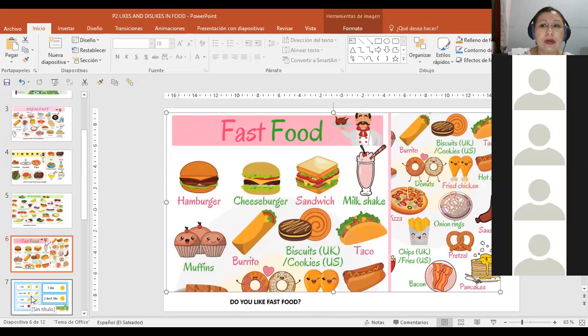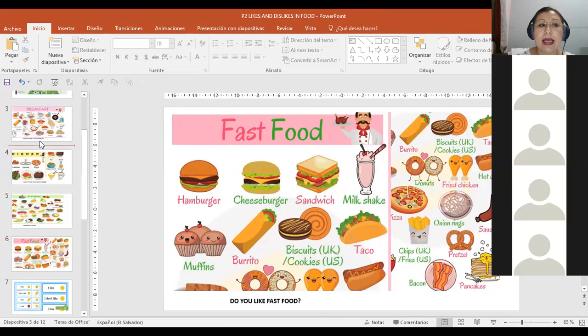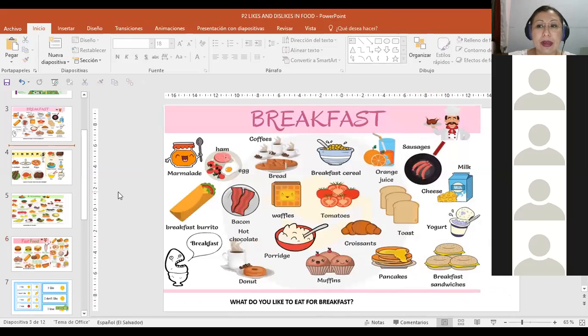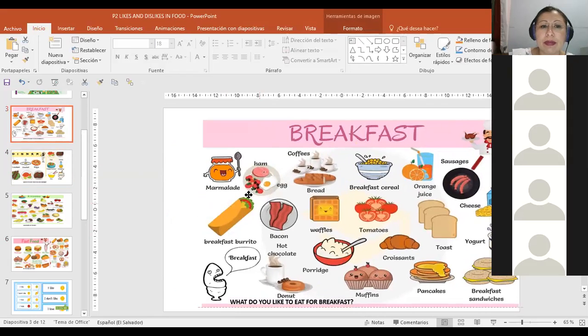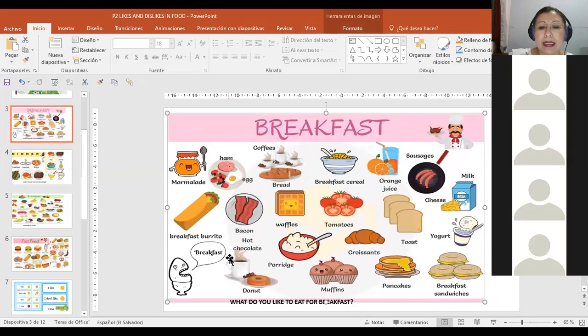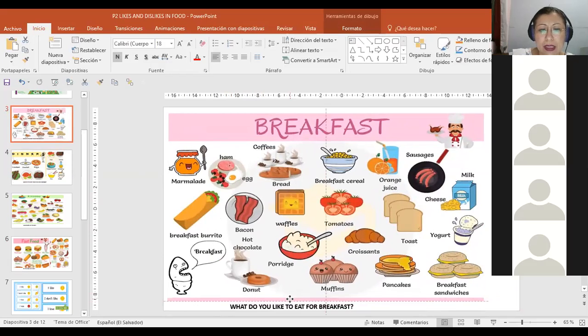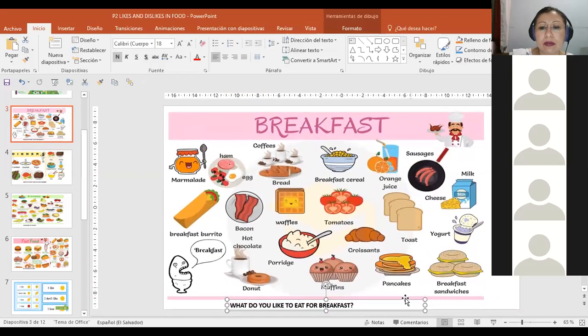We are going to go to the breakout rooms, and I want that every person responds to the following question. What do you like to eat for breakfast? ¿Qué te gusta comer para el desayuno? Or what do you like to eat for lunch or dinner? ¿Qué te gusta comer para el almuerzo o para la cena? O para tanto uno y el otro, ¿verdad?